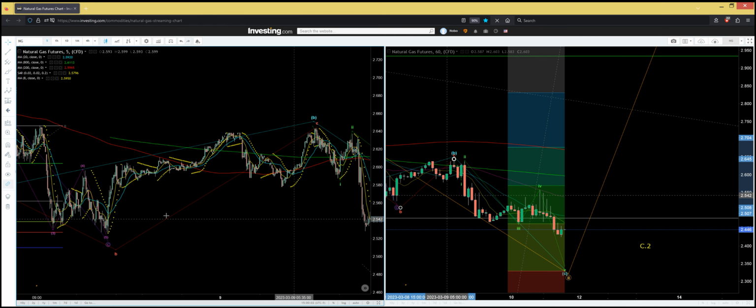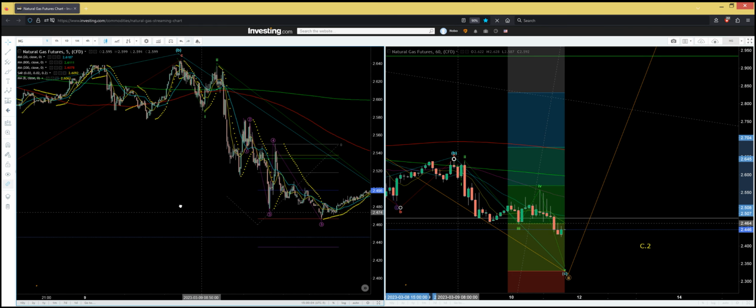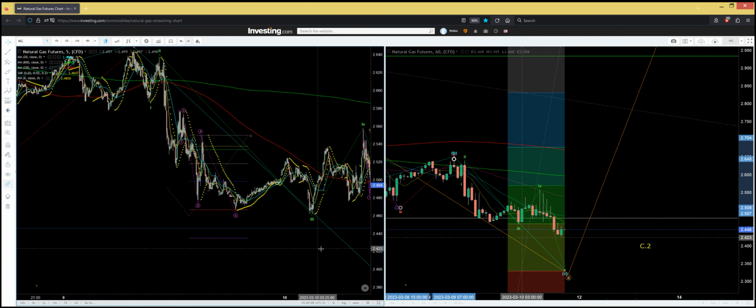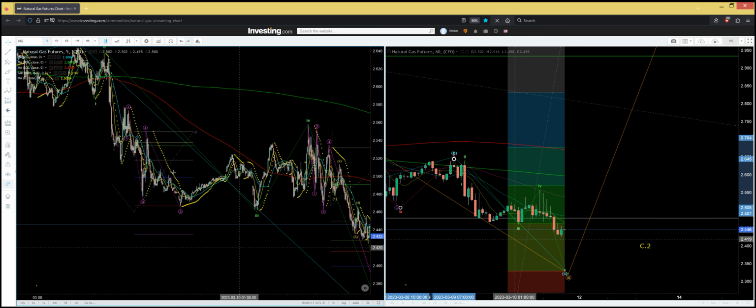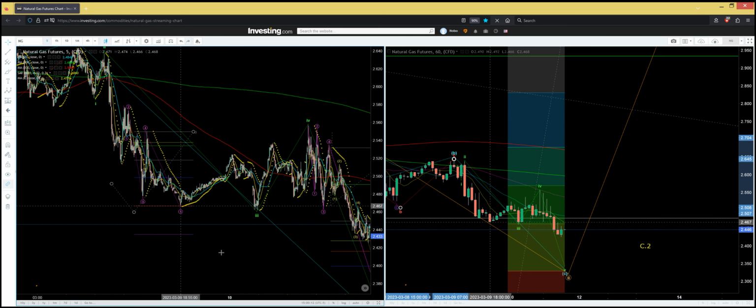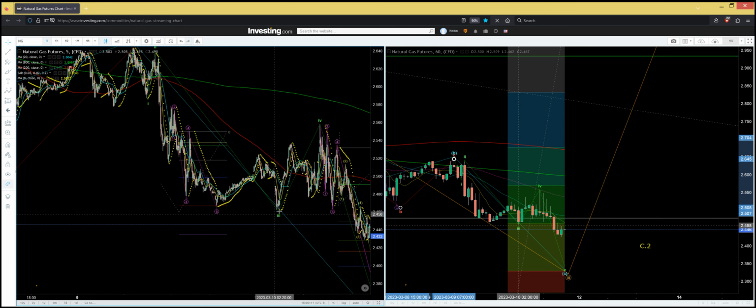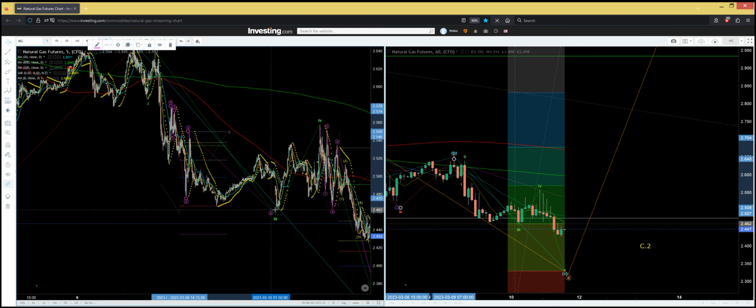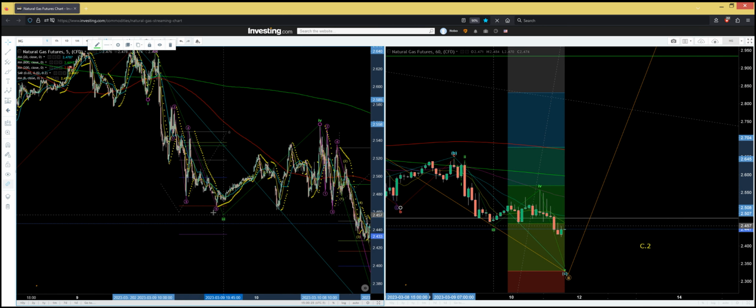Diagonal. Okay, Friday afternoon. Moving along. So we saw wave 5 here terminate. I believe this was wave 5 over here. This is wave 5 of a 3.